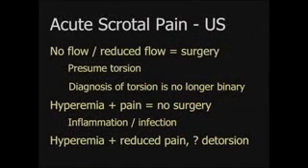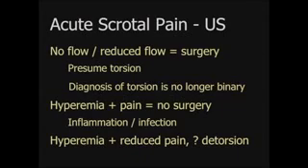So in terms of the typical things that we see, a very easy algorithm is that when you have a child with acute scrotal pain, if there is no flow or reduced flow, that child needs surgery because you have to presume torsion. And looking at those cases of incomplete or partial torsion, the diagnosis is no longer binary. You can't just say flow, no flow. You have to compare amounts of flow side to side. If there's hyperemia and pain the same degree as what brought them into the hospital, that child doesn't need surgery because those are always going to be inflammatory conditions or infectious conditions, things that need medical treatment, not surgical treatment.